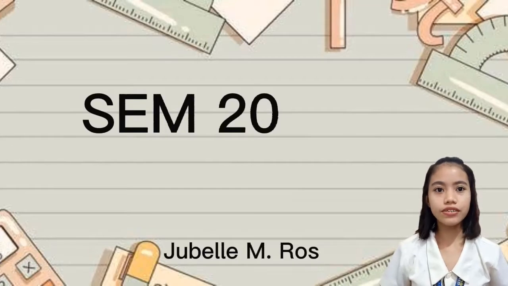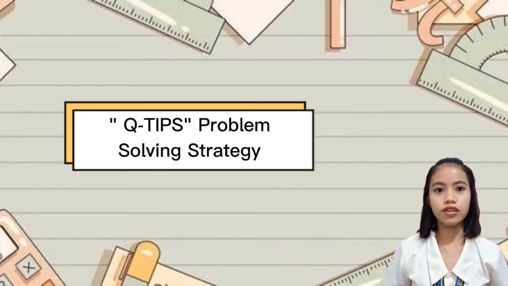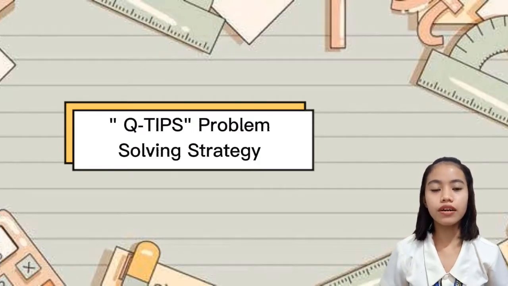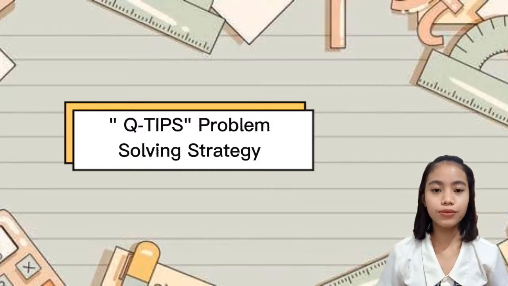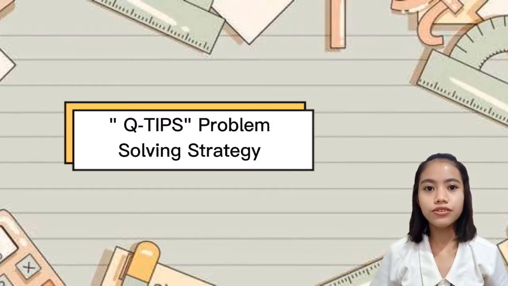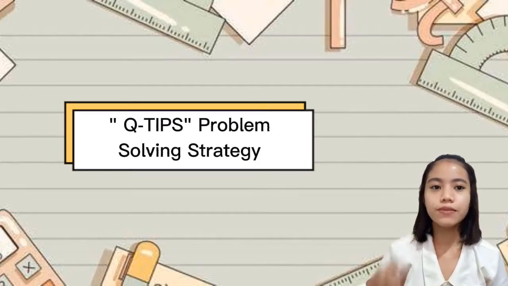For today's lesson, it's all about the Q-tips strategy, 5 simple steps to solve a word problem. And I prepared a real word problem to see how it works. Q-tips is a problem-solving strategy that we commonly use in solving word problems in mathematics. We have 5 simple steps.